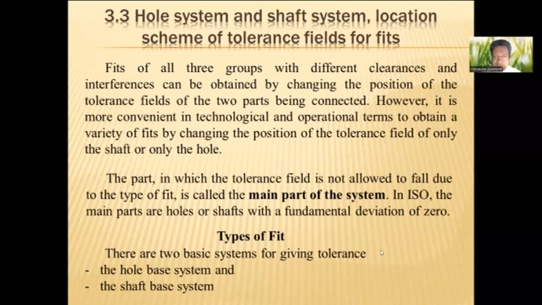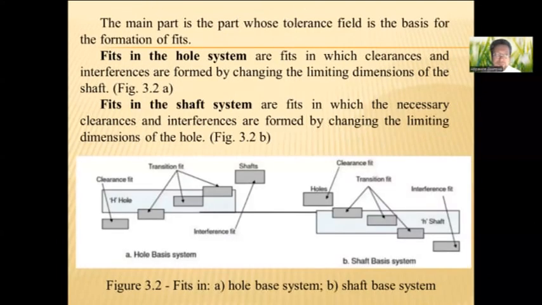Types of fit. There are 2 basic systems for given tolerance: the hole-based system and the shaft-based system. The main part is the part whose tolerance field is the basis for the formation of fits. Fits in the hole system are fits in which clearances and interferences are formed by changing the limiting dimensions of the shaft. You can see it in figure 3.2a.